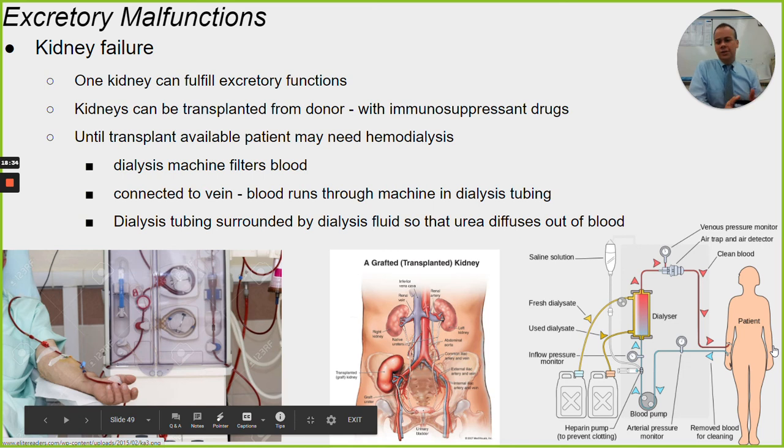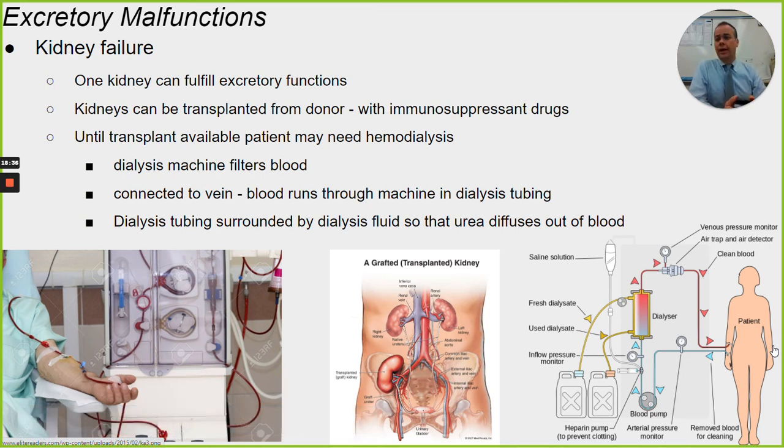So when the kidneys do fail and are not functioning properly, like we said, one kidney can do enough of the work to keep a person healthy. Kidneys can be transplanted from person to person as well. So if a person has some sort of kidney disease and neither of their kidneys are functioning properly, they can get a donated kidney. Sometimes they may get them from a relative.